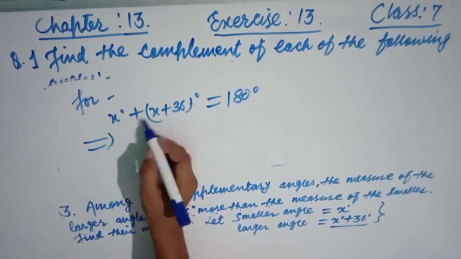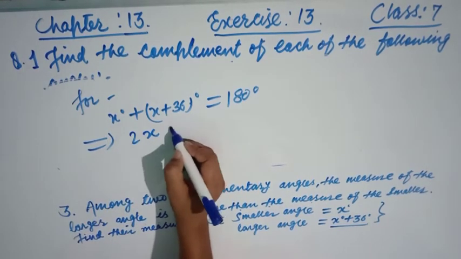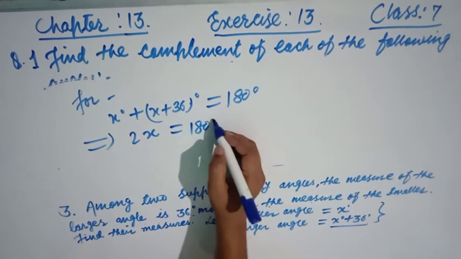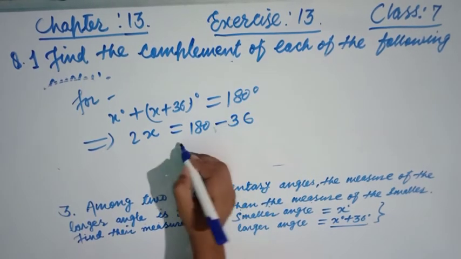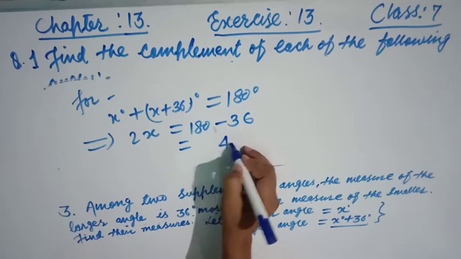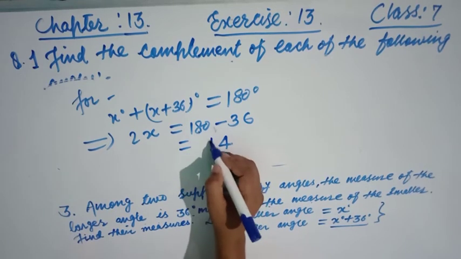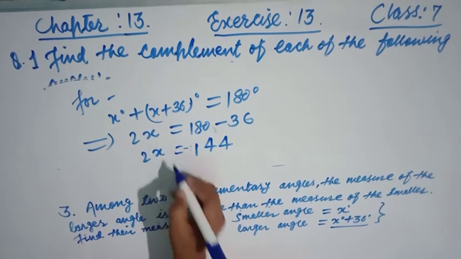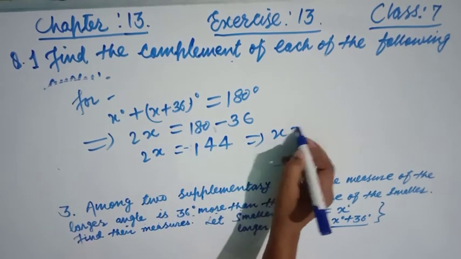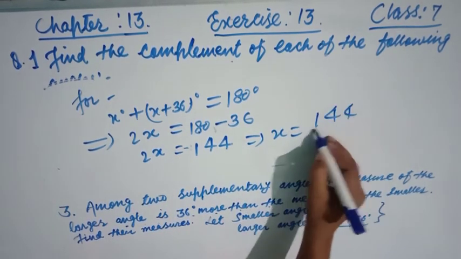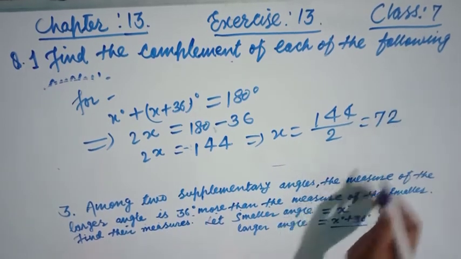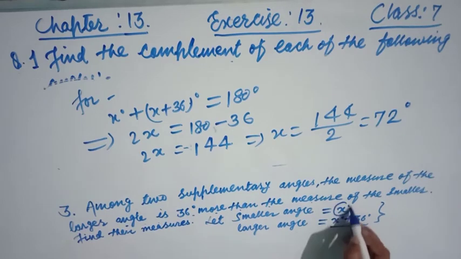Now add, friends, x plus x, 2x. So this is 180 as it is. Bring 36 to the right hand side, minus 36. Now subtract, friend. This is 144, so 2x equals 144. So x is equal to 144 divided by 2, which is 72 degree. So 72 degree is the value of x, the smaller angle.